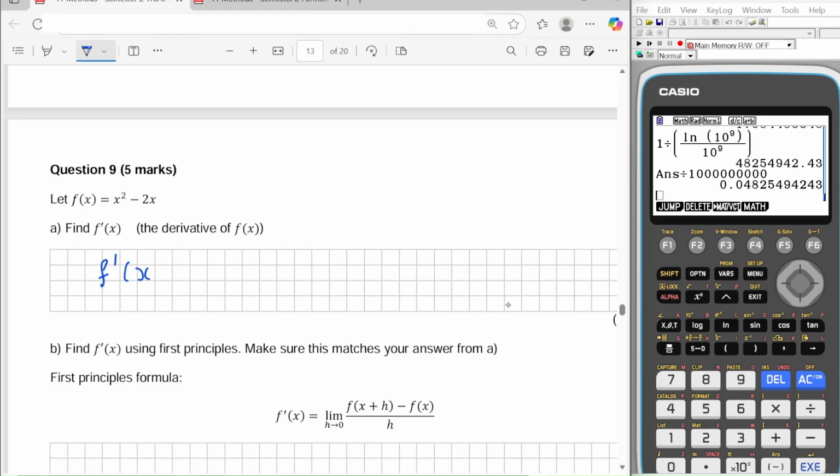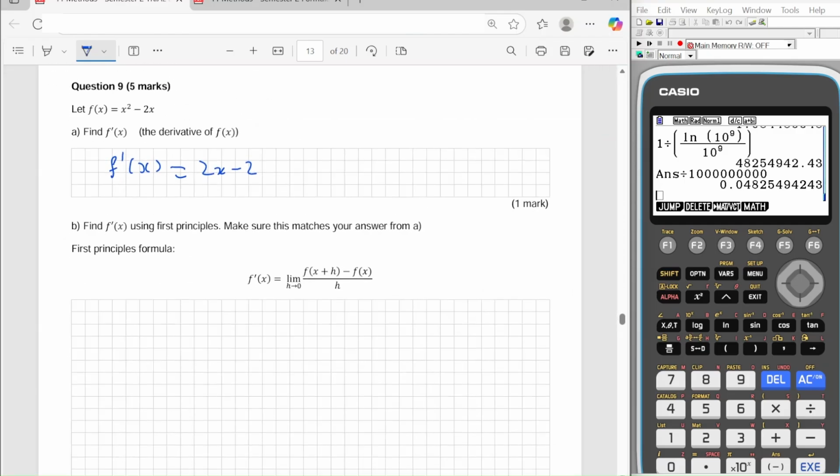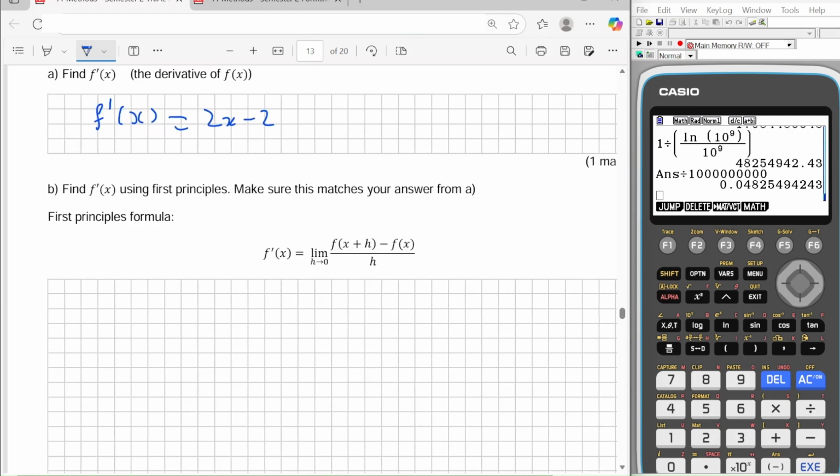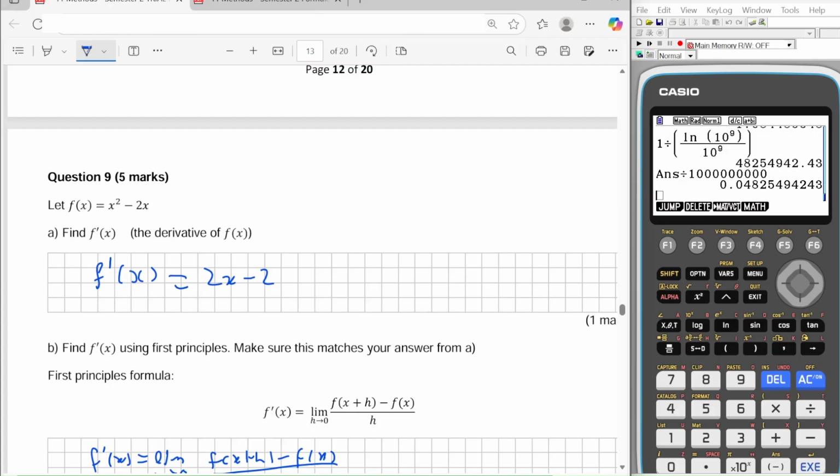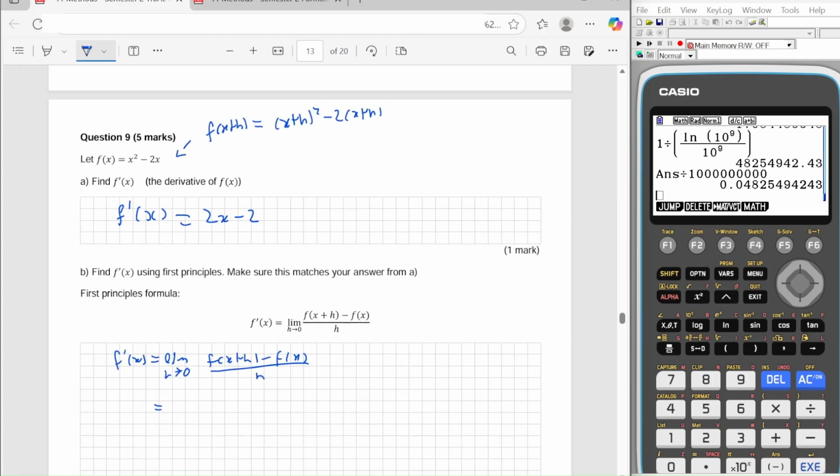Anyway, look it up. F dash of x here is 2x take 2, just like that. So what I've done is I've brought the power down from the x squared and gotten rid of the x with the 2. Okay, next we need to use first principles. So f dash of x is the limit as h goes to 0 of f of x plus h minus f of x, all over h. Now, in this, f of x plus h is x plus h squared, take 2 lots of x plus h. So you're just plugging x plus h in where x was.